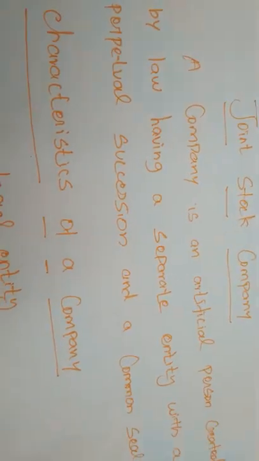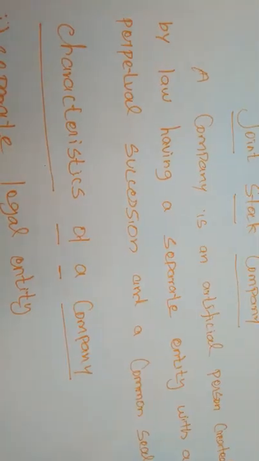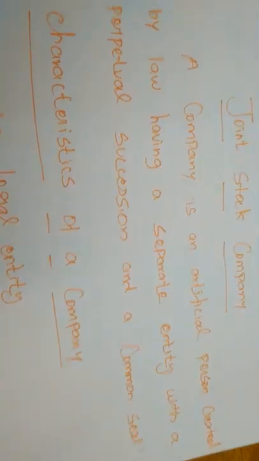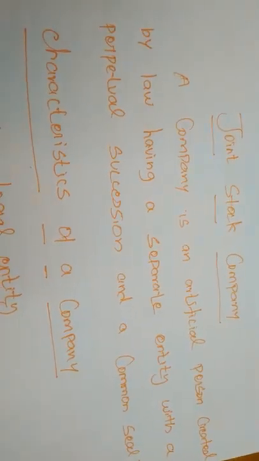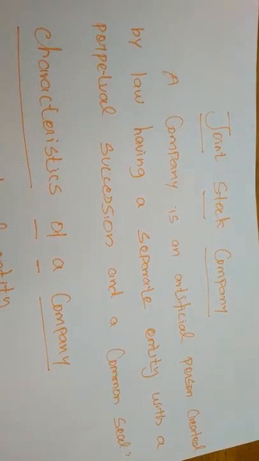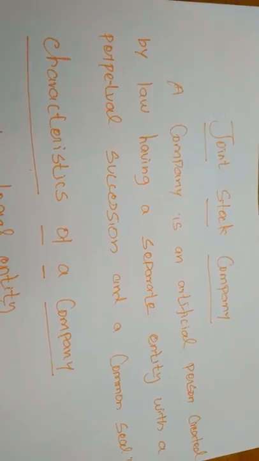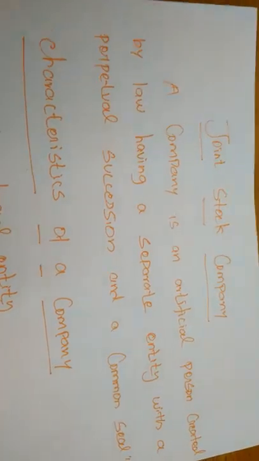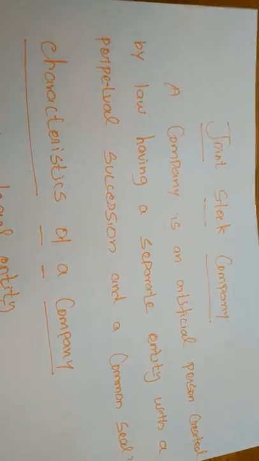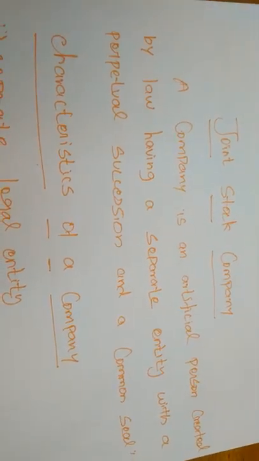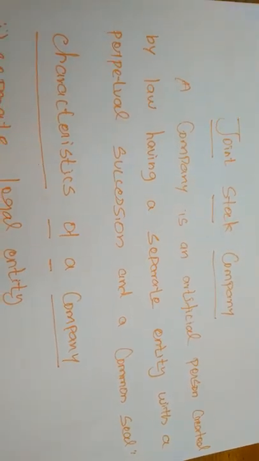So a company is an artificial person created by law, having a separate entity with perpetual succession and a common seal. The joint stock company is considered an artificial person. Artificial person means that no single person is acting as the owner. Whatever we do to improve the company, we have to do in the name of the company only. Only in this way can we consider the joint stock company an artificial person.